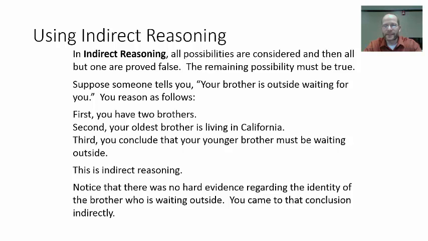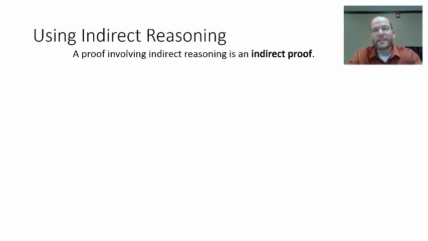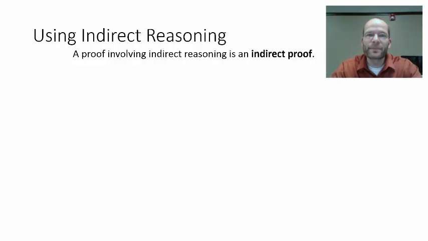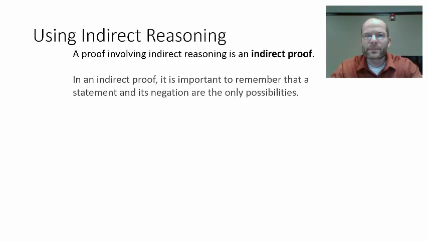This is indirect reasoning. Proof involving indirect reasoning is called an indirect proof. These indirect proofs are as reliable, by the way, as direct proofs. They're just done in a slightly different way. In indirect proof, it's very important to remember before you get started that a statement and its negation are the only possibilities in any circumstance.